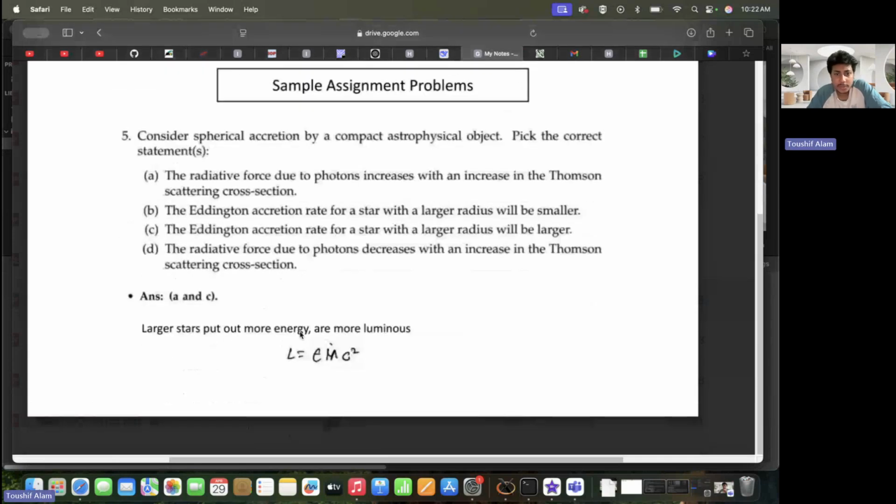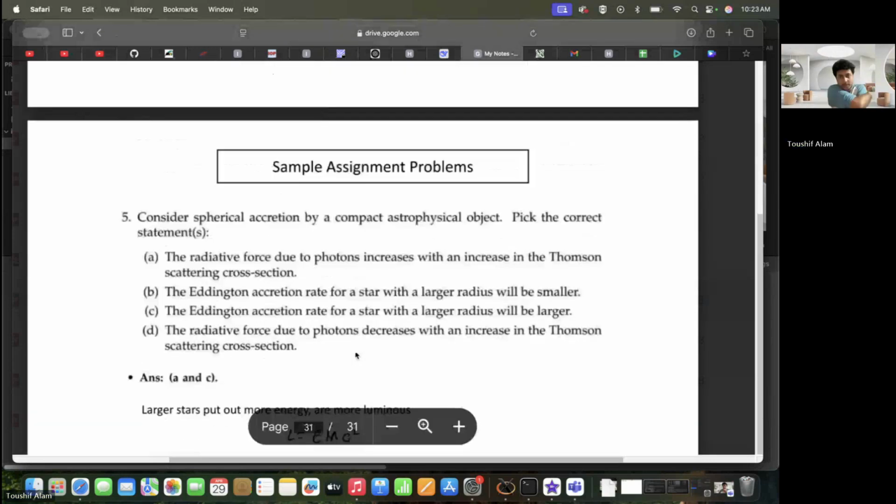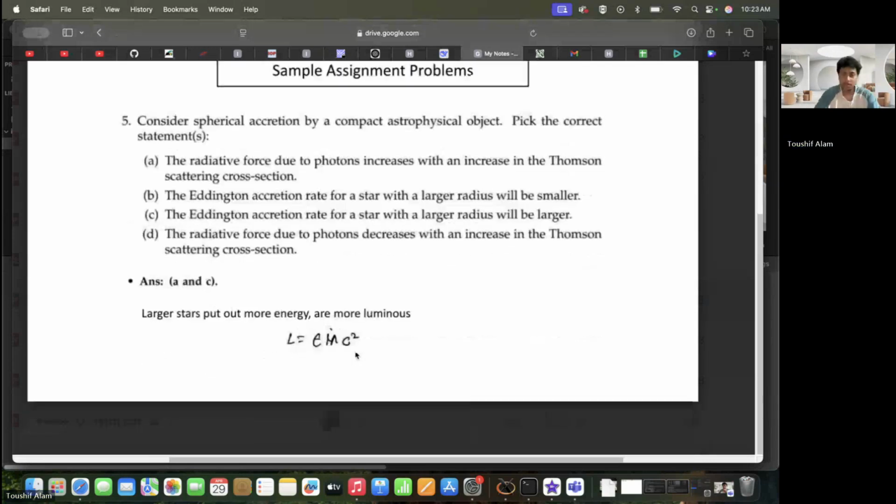Larger stars put out more energy, and they will be more luminous, because luminosity is equal to epsilon M dot c squared. Epsilon is the fraction of M dot that will be radiated, so it will be epsilon M dot c squared.